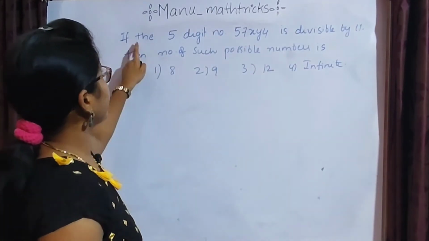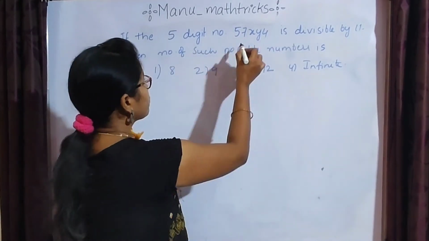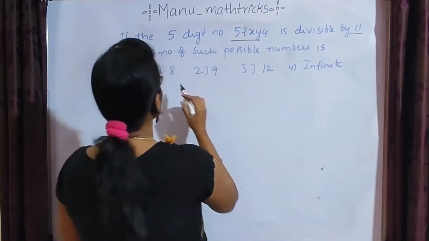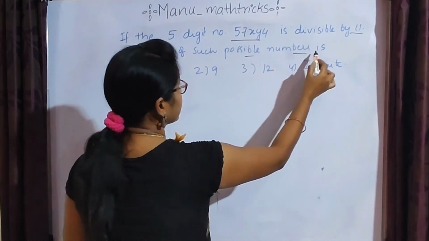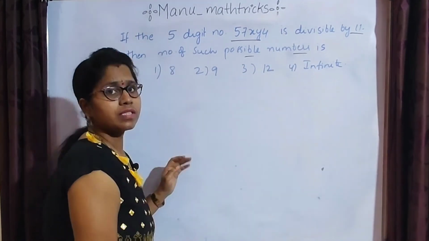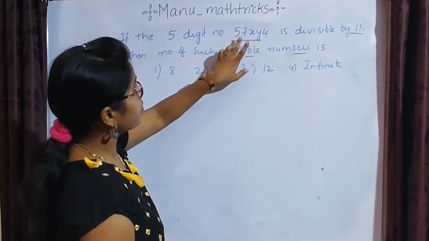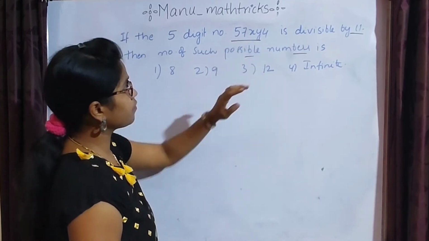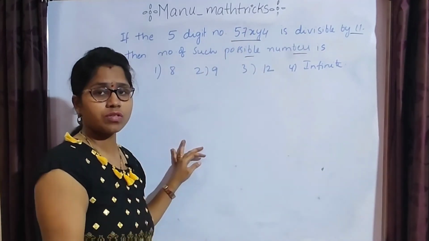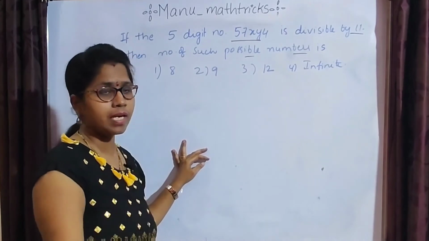This question, he is saying if the 5-digit number 57x54 is divisible by 11, the number of such possible numbers is. Now, what is the divisibility rule of 11? Here, the sum of the digits in the odd places minus sum of the digits in the even places, if it is equal to 0 or 11, then the number is divisible by 11.